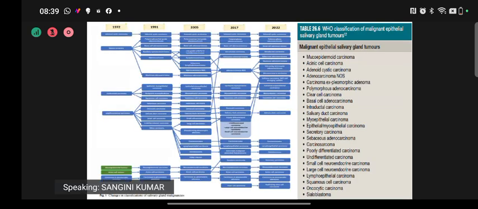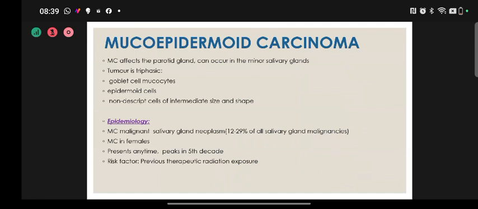Again, classification given by WHO, latest is 2022, and this is the list of tumors which come under the malignant epithelial salivary gland tumors. I'll be describing the most commonly encountered tumors. So first is the mucoepidermoid carcinoma.